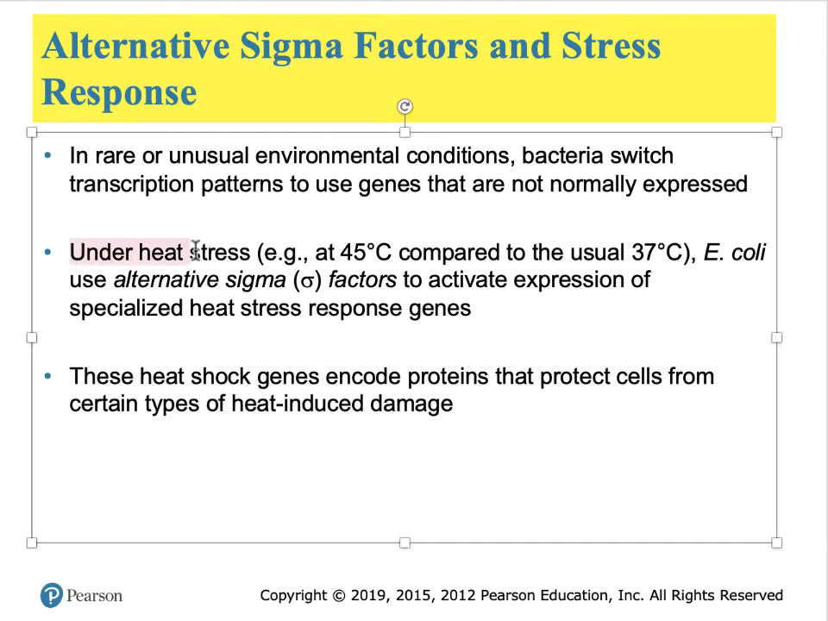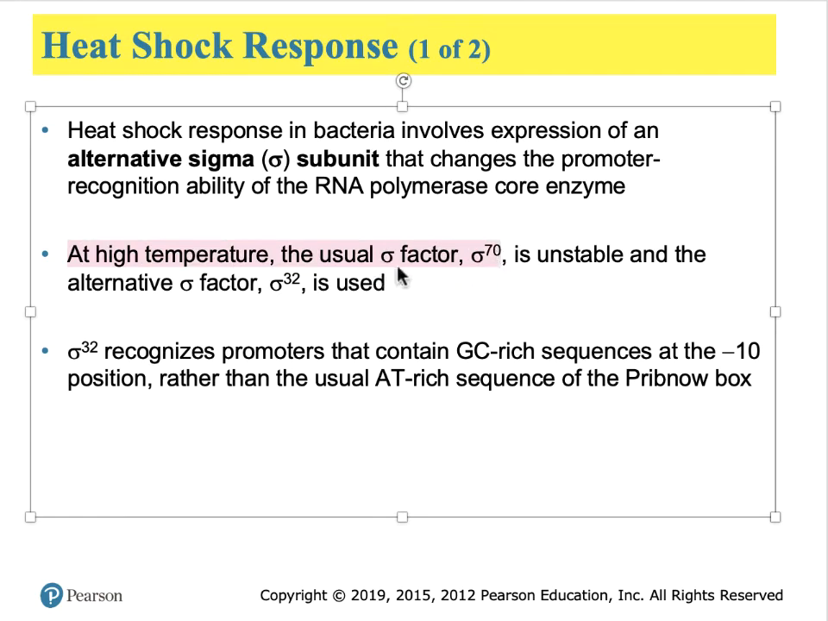So a great example is heat stress. Heat stress is normally when the bacteria find themselves at a higher temperature than what they normally expect. So our guts are at 37 degrees, and some bacteria can be placed in test tubes at 45 degrees. And we observe that those E. coli cells generate alternative sigma factors, and they activate expression of specialized heat stress genes which protect the bacteria at the higher temperature. And these heat shock genes, as they're known, encode proteins that protect cells from certain types of heat-induced damage. At these higher temperatures, the normal sigma factor, sigma 70, is ineffective. It is unstable, and therefore an alternative factor known as sigma 32 is used. And that combines with the RNA polymerase to turn on some genes that are similar, other genes that are different.